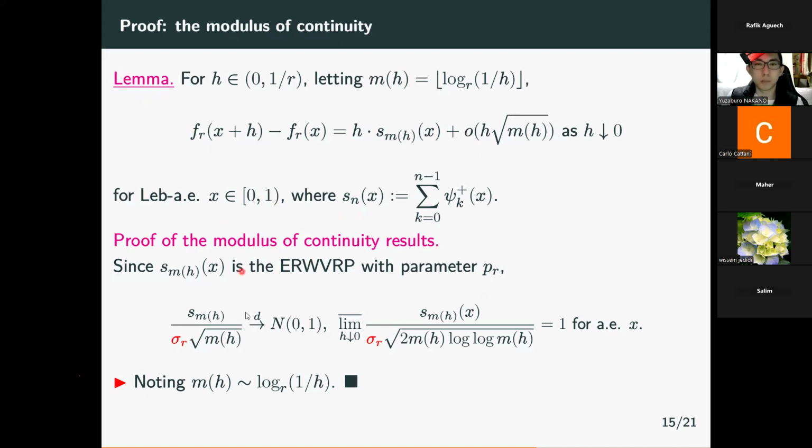Once we prove this lemma, applying the limit theorems for S sub mh of x, we can obtain the central limit theorems and the law of the iterated logarithm for the increments of FR. This is a proof sketch of the main theorems.